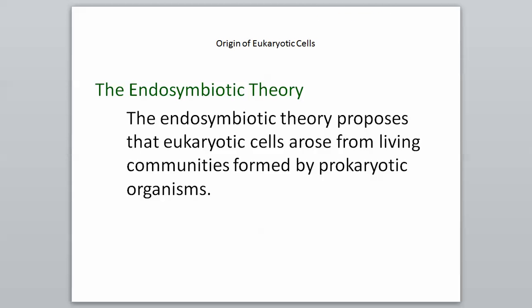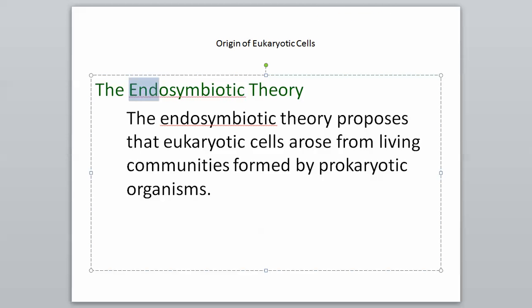And so the most overriding theory at this time is what's called the endosymbiotic theory. And again, this word kind of sounds confusing, but we know endo means inside, and then symbiotic is symbiosis, which is two organisms living closely together. And so endosymbiotic means two organisms living closely together actually inside of one thing. So the endosymbiotic theory proposes that eukaryotic cells arose from living communities that were formed by prokaryotic organisms. So it's prokaryotic organisms that were living very closely to one another that formed our eukaryotic cells.